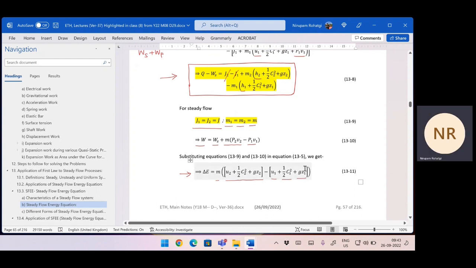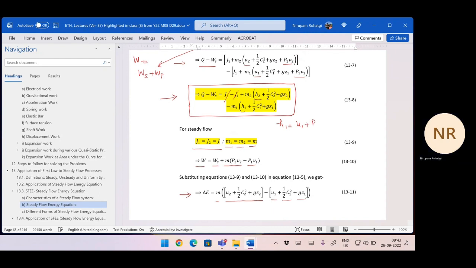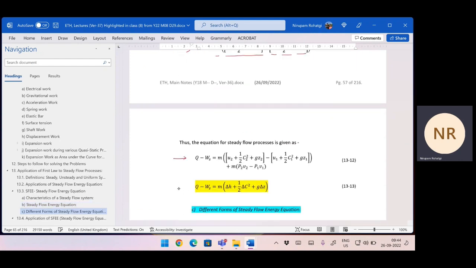Yes, H1 and H2. H1 and H2 came from the definition of enthalpy: H1 is equal to U1 plus P1 V1, and H2 is equal to U2 plus P2 V2. Okay. So again you put this into Q minus Ws and you get this equation, Q minus Ws is equal to this, and this is the equation for steady flow. Simple.